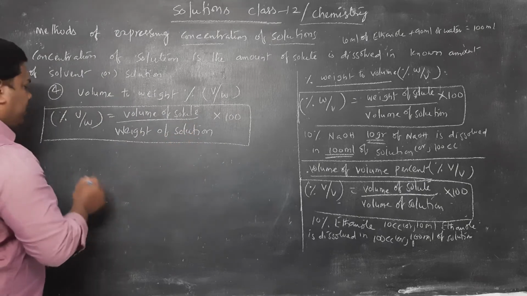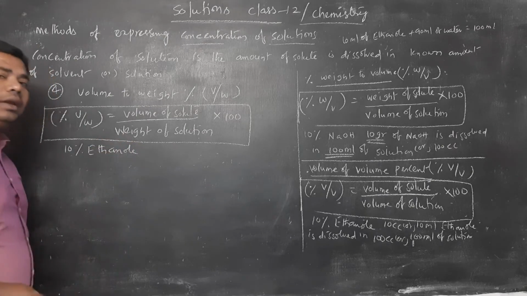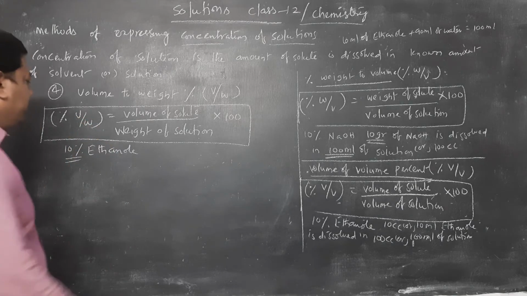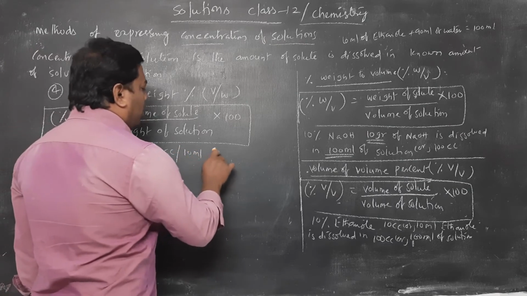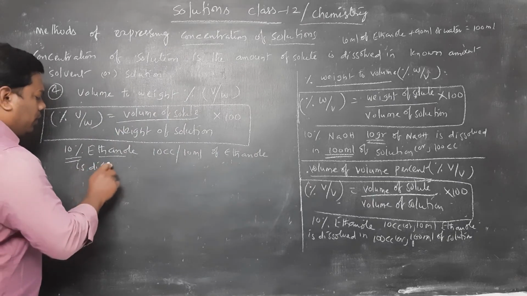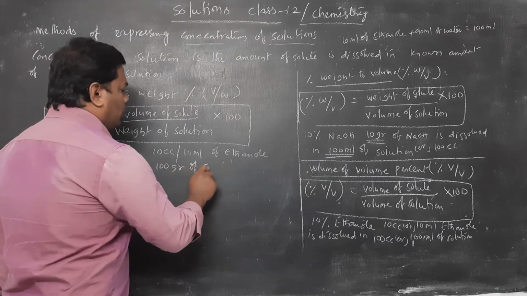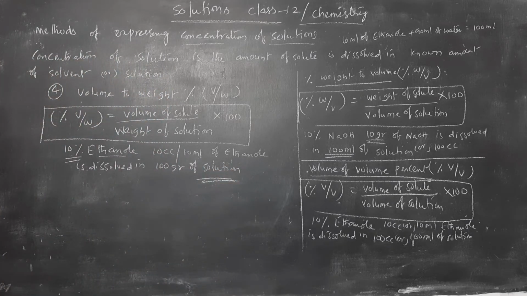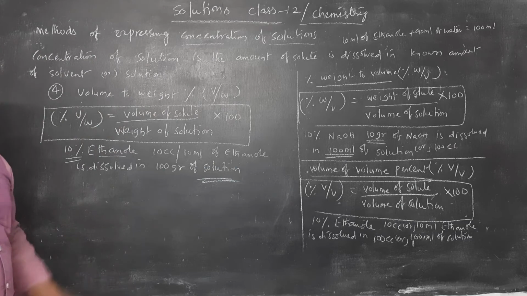So for example, we will take the same 10% of ethanol. Here we are taking the volume of solute in liquid form. So 10% of ethanol means 10 cc or 10 ml of ethanol is dissolved in 100 grams of solution. That is volume to weight percentage. So these four formulas are very important for the numericals in solutions.